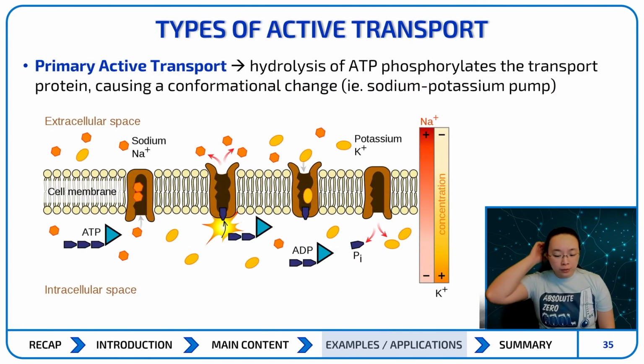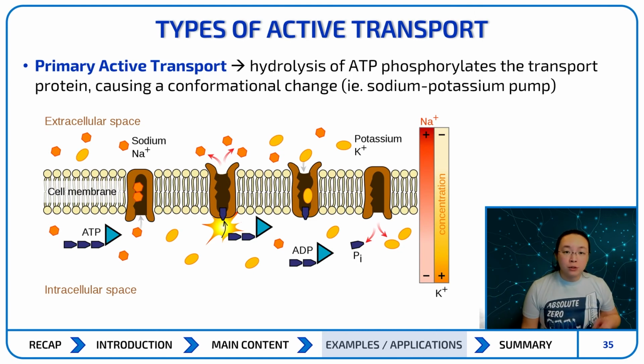Now, there are also different types of active transport. There are two types we have to look at: primary active transport and secondary active transport. Primary active transport requires the hydrolysis of ATP, and that hydrolysis of ATP is going to phosphorylate your transport protein. Basically, it turns it on. It's going to cause a conformational change, like in the sodium-potassium pump here, and then allow 3 intracellular Na ions to go to the other side and 2 potassium ions to go to the other side.